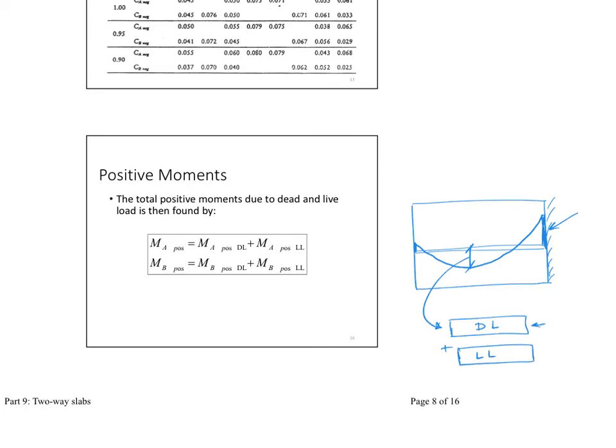Now the one for the dead load is from table 13.2, and the one for the live load is taken from table 13.3. So you have to take two different moments. One for the dead load positive moment, one for the live load positive moment. And the reason why we split them into two different values is what we call the moment redistribution. The positive moment has a redistribution, and the value depends on whether it's a dead load or a live load.